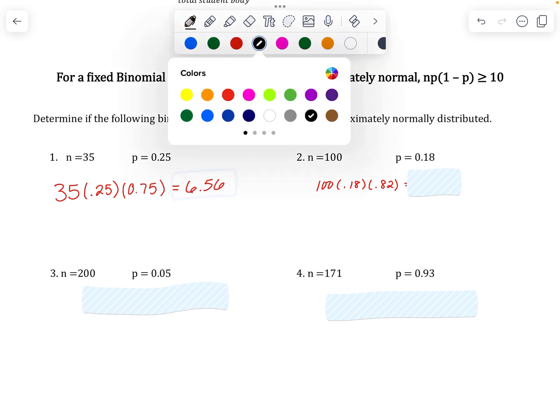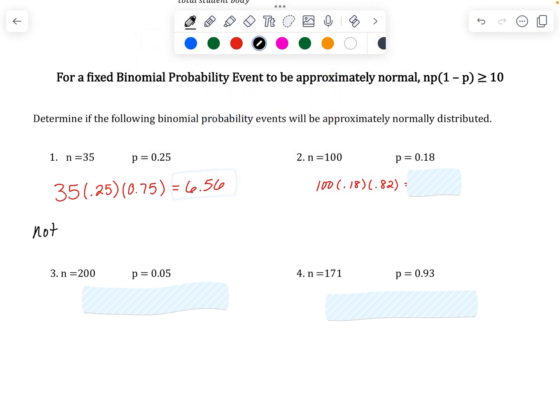So this is not normally distributed or approximately normally distributed. All right, please pause the video, check 2, 3, and 4, see if those are normally distributed binomial probability events, and then unpause to check your work.